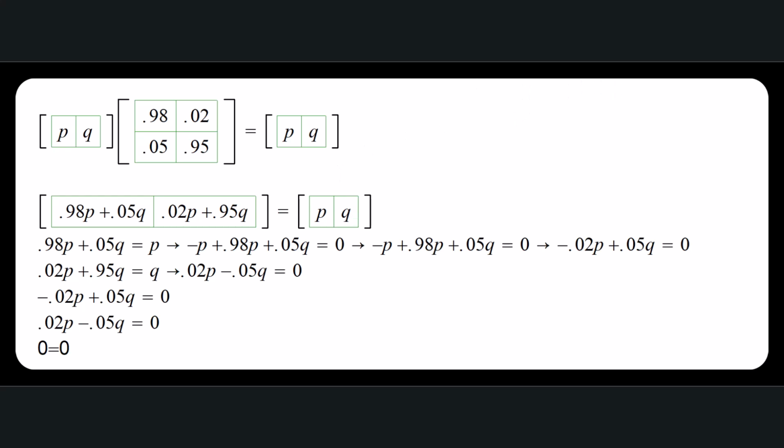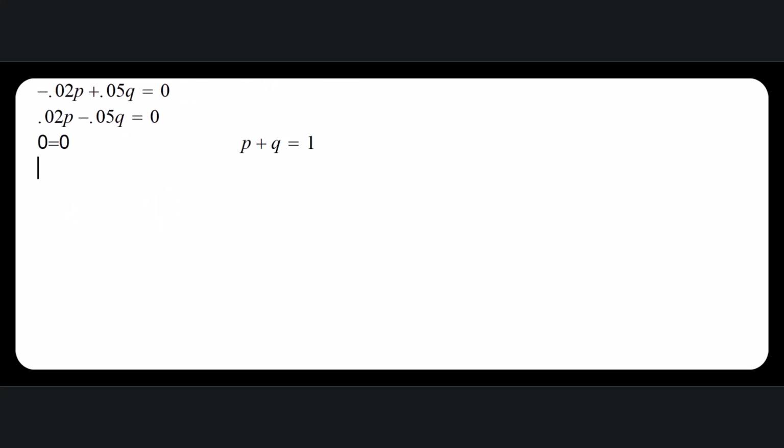But we still have one part with us. What we know is that our entries P and Q have to add up to 1. So we can choose either of these two equations, this one or the top one. Both of them are going to give us the same result. Okay, so P plus Q equals 1, and this equation, and let's just go ahead and solve them.